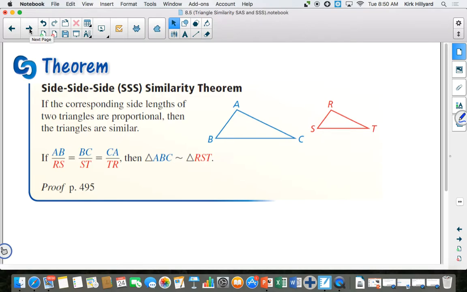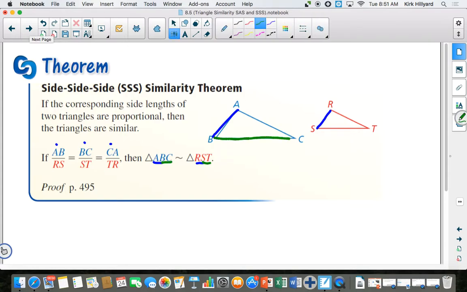So looking at the side similarity, you have to set up a fraction or a ratio for each of the different sides. As you can tell, AB is to RS. So this side right here is to that side right there. Then BC is to ST. And then AC is to RT, the outsides.